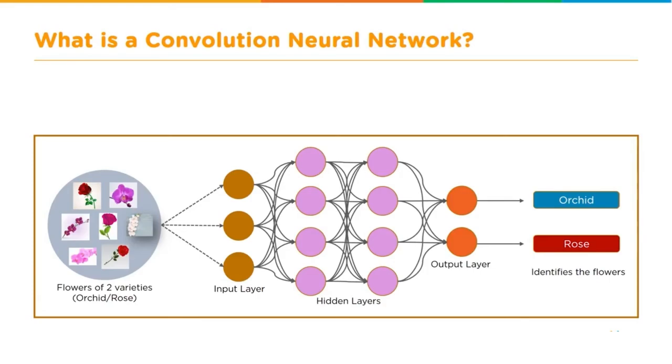In this example, here you see flowers of two varieties, an orchid and a rose. I think the orchid is much more dainty and beautiful. And the rose smells quite beautiful. I have a couple of rose bushes in my yard.